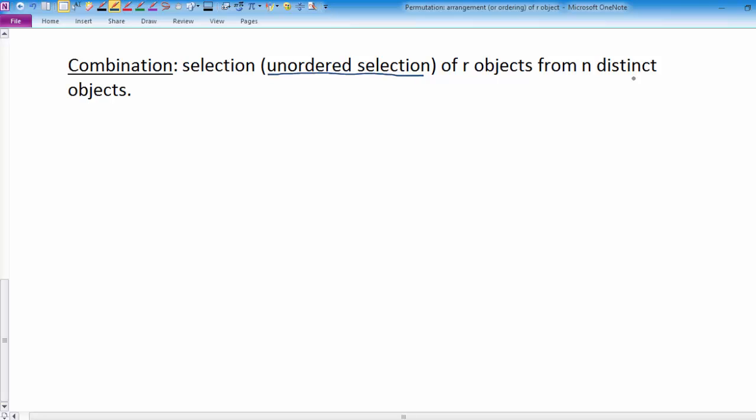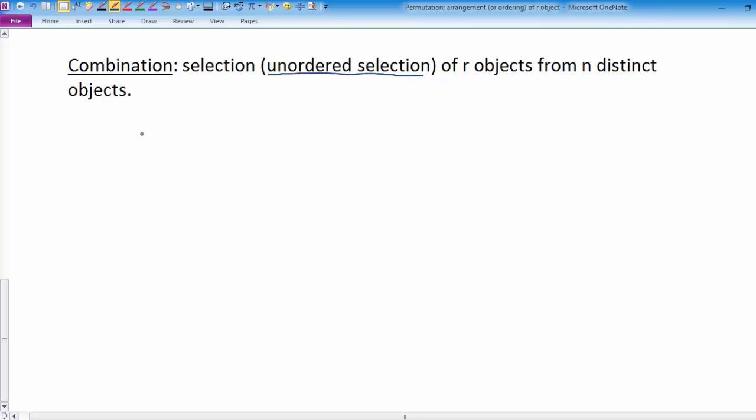it doesn't matter what order you grab them. You simply take a subset of that set of N objects. So a selection is basically a subset, and it doesn't matter what order you have listed them. Whereas a permutation, you not only take the objects, but you have to put them in an order.